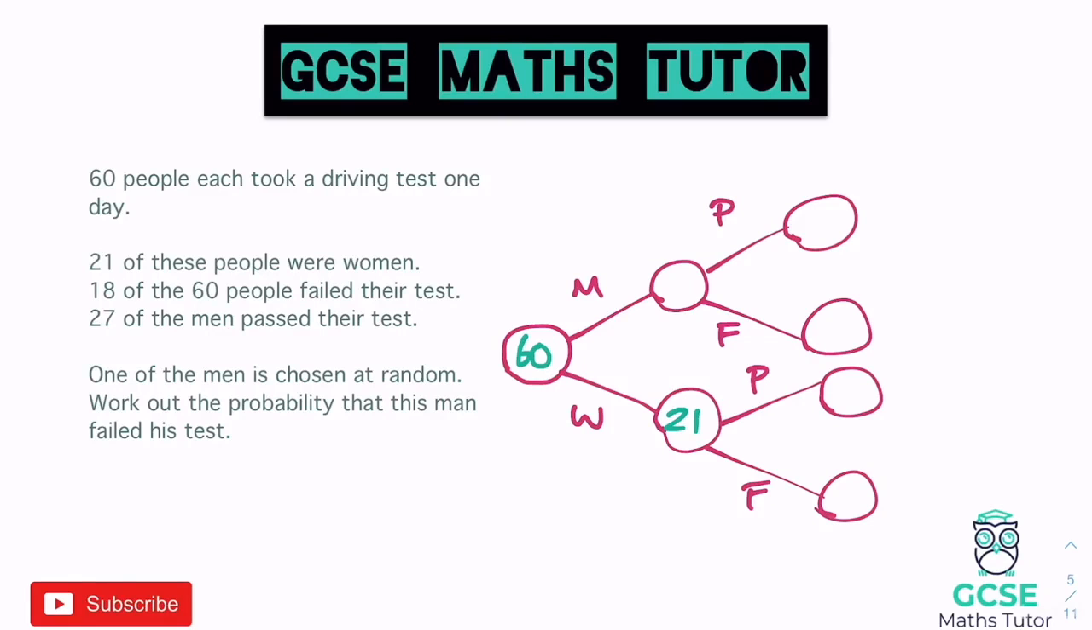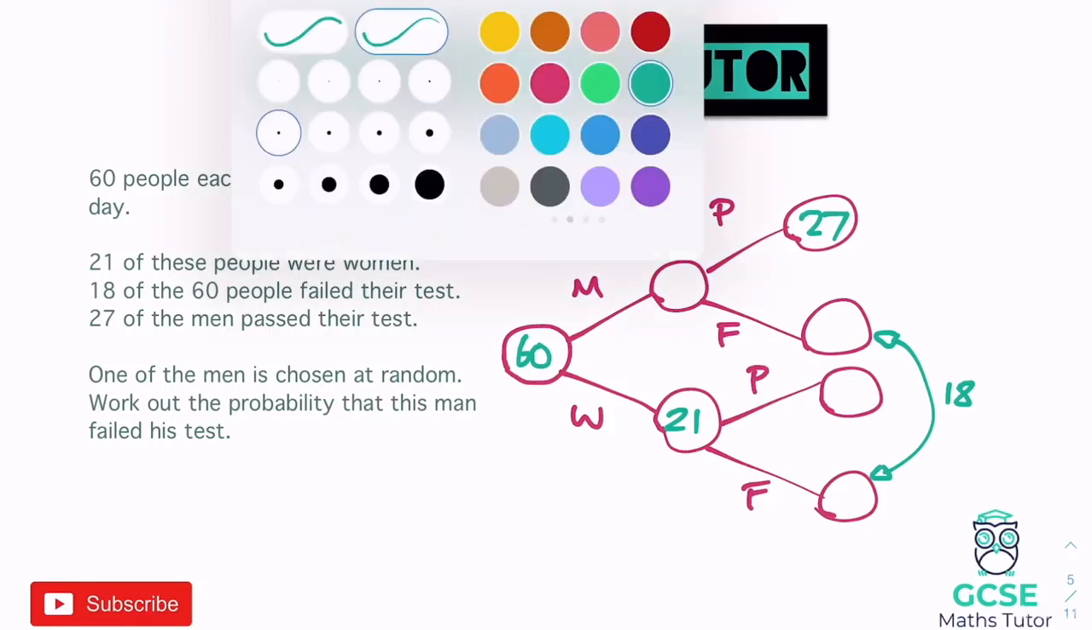So we've got these two here in failed, and that has to add up to 18. So 18 of them are going to fail. We don't know whether it's men or women yet, but 18 failed. Then it says 27 of the men passed their test. So up the men, 27 passed. There we go, that's that one. Right, okay, so that's all the information that we've got.